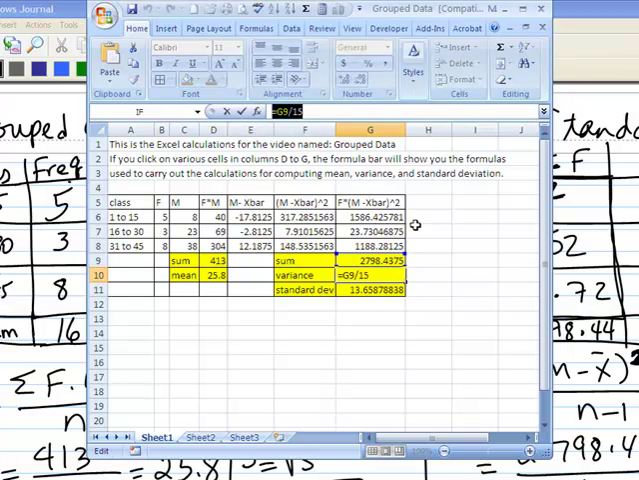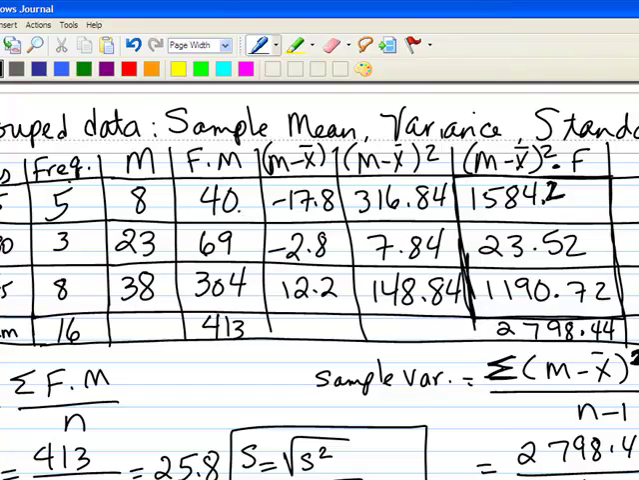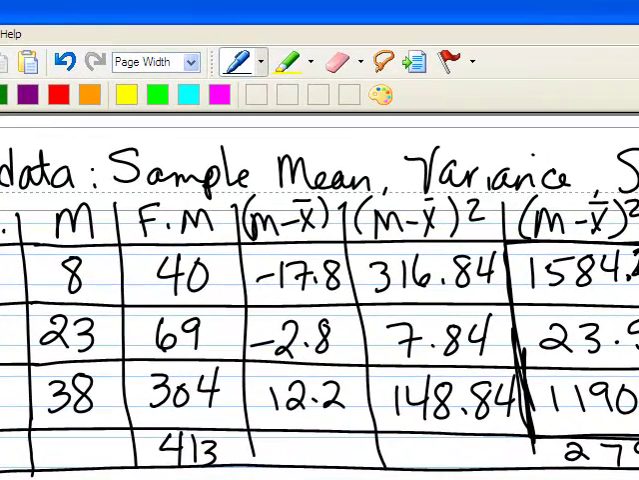This Excel sheet and the formulas that I wrote actually simulate the column by column calculations that were shown to you in this video. I hope you found this helpful.